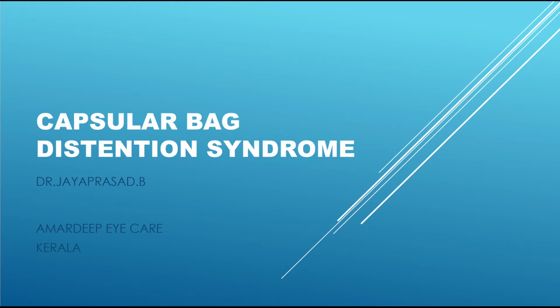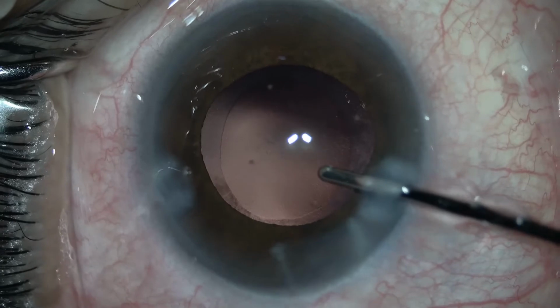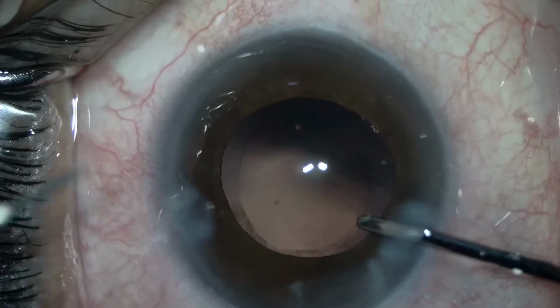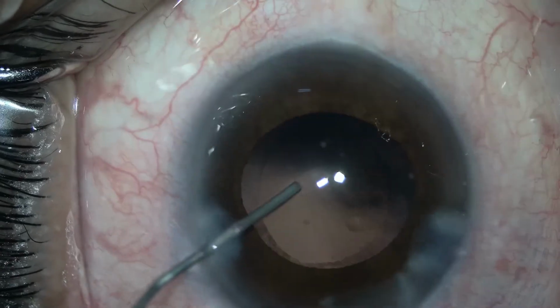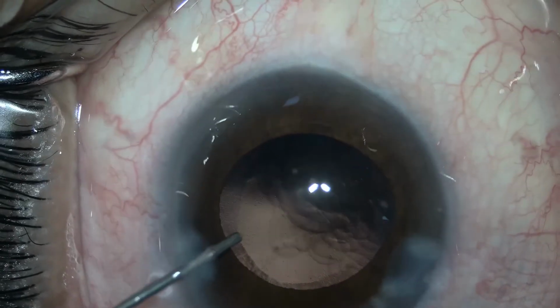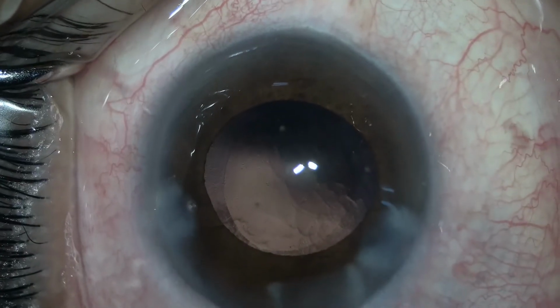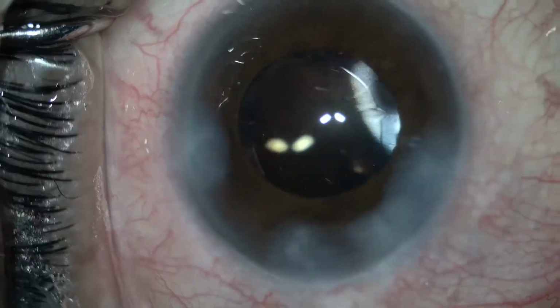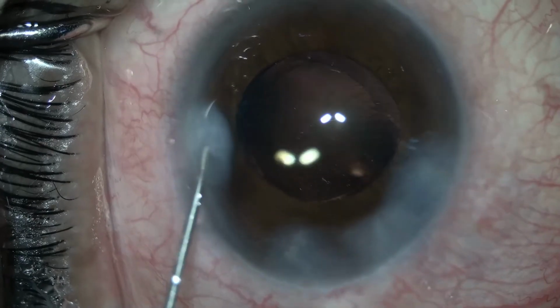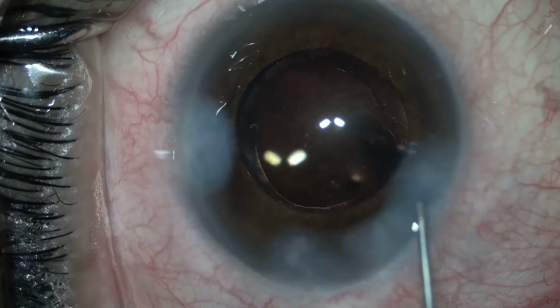Capsular bag distension syndrome has seen an increase in incidence due to the reduced diameter of capsular rhexis. With various anterior capsulotomy innovations and increased awareness regarding the need for uniform capsular overlap, anterior capsulotomy with reduced diameter has become the new norm.